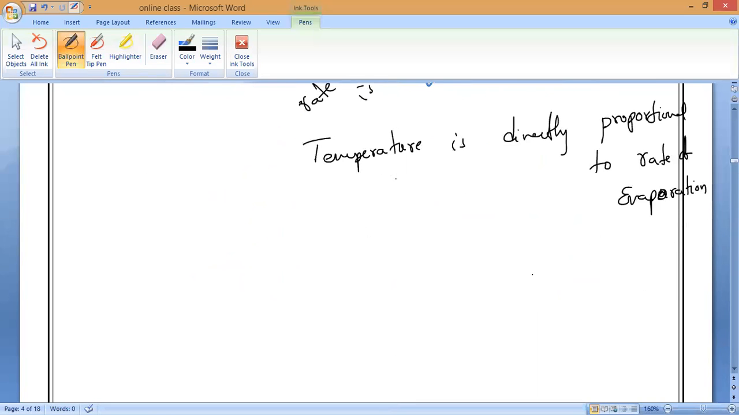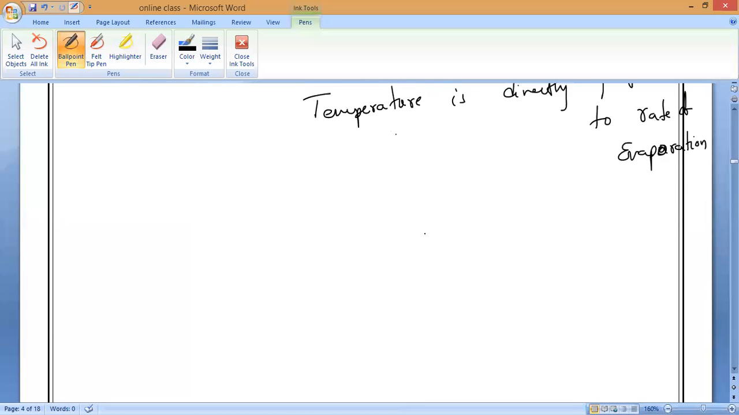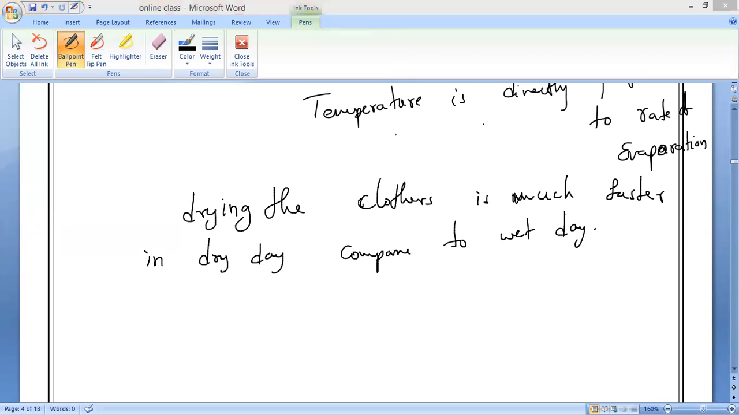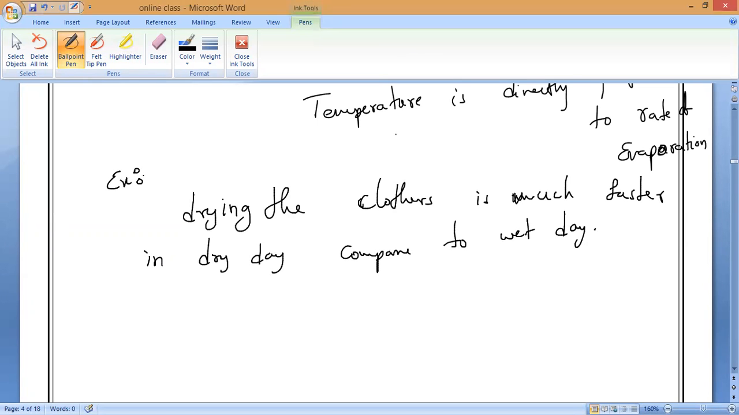Now example. What is the example? Anyone? Wet cloths become dry faster on a dry day compared to a wet day. Okay. Drying the cloths is much faster. On which day? Girls, much faster on a dry day compared to a wet day. Is it okay? Yes. Ready?